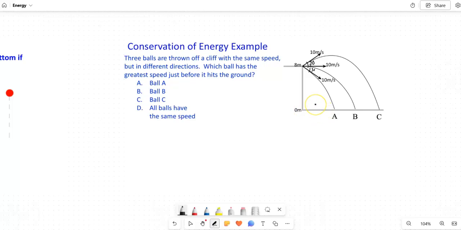Which one is going to be traveling faster right before they hit the ground? They're all taking different paths. So think about it and try to answer the question and pause the video. Which one is going to be traveling faster? Pause the video now, please. Okay.